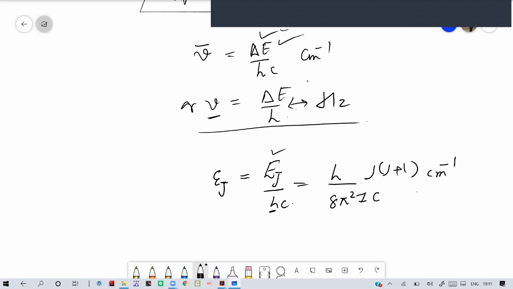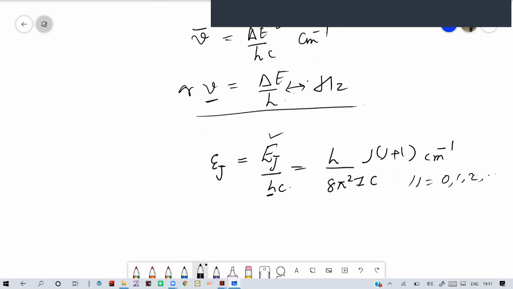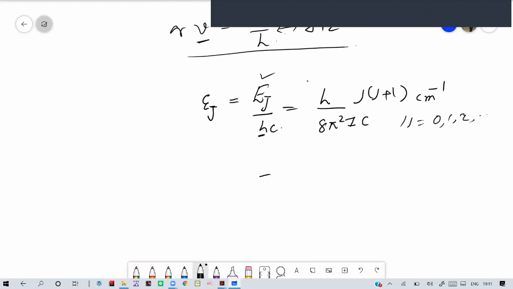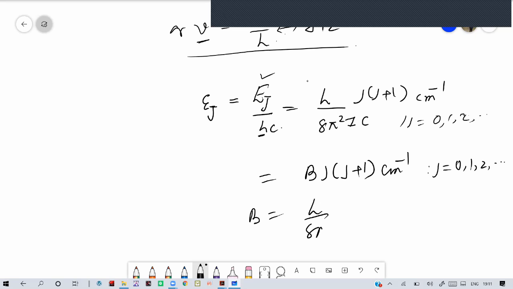Centimeter inverse, and J is equal to 0, 1. I can also write it as B J into J plus 1 centimeter inverse, where B is equal to h by 8 pi square Ic, and is called the rotational constant.